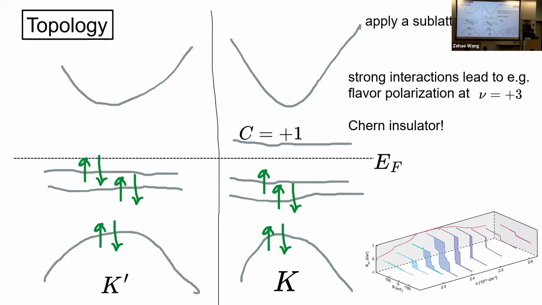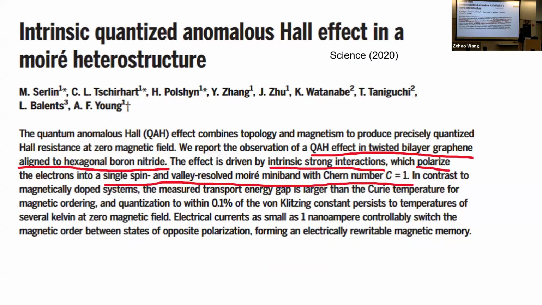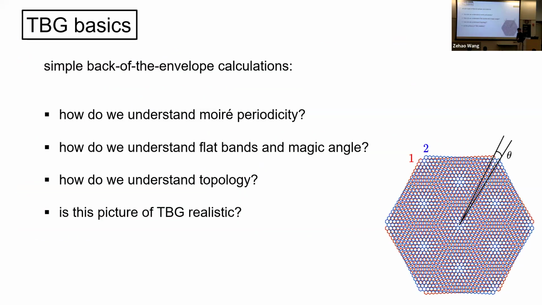And this is one way to motivate experiments, transport experiments, which indeed measured a quantized anomalous Hall resistance at this filling nu equals 3. Right, so I've just pulled up the abstract of that paper here from Andrea Young's group. And indeed, you can see the ingredients, right? So, you need alignment of the hexagonal boron nitride to TBG. You have intrinsic strong interactions, which lead to spin and valley polarization, and hence a Chern insulator. Okay, great. So now we've understood that there is at least a latent topology in these bands.